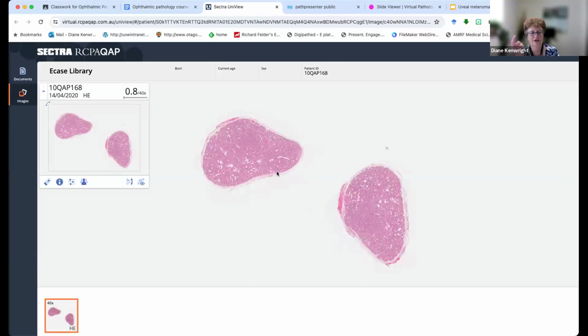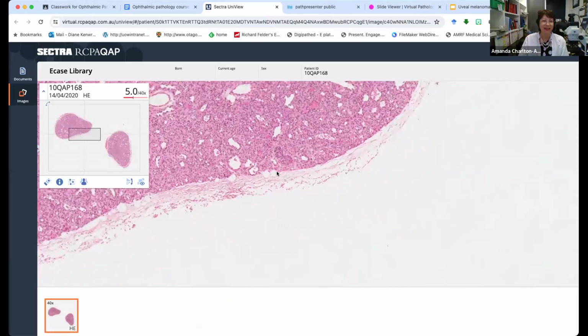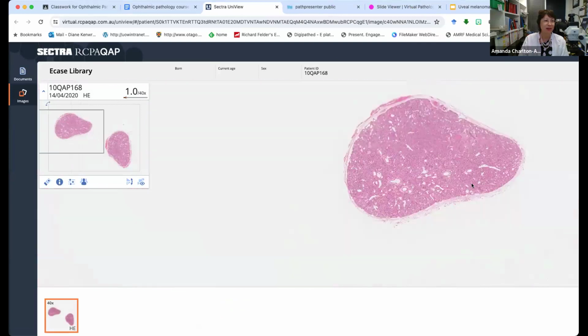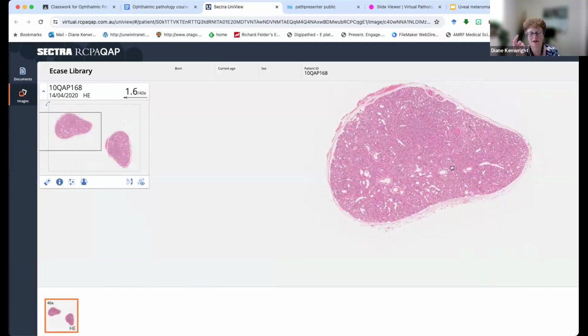So yeah, so here we go. Oh, it's a lovely case. I can't remember. I think I might have put it into the QAP. So. My mouse is very sensitive.